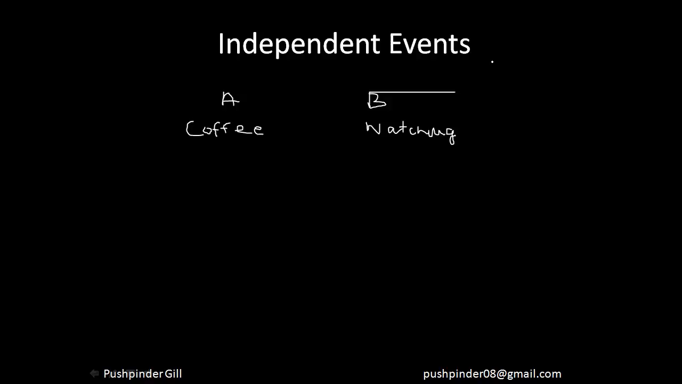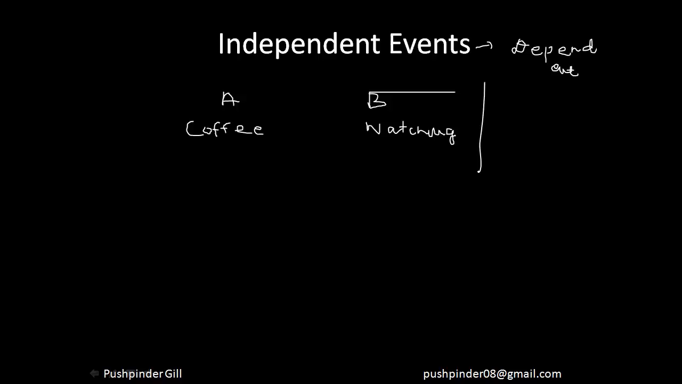Now, besides independent events, there are dependent events. What are dependent events? Dependent events are those which totally depend upon each other.